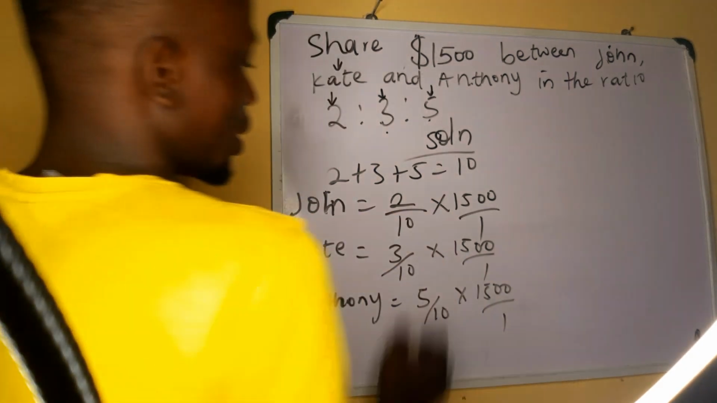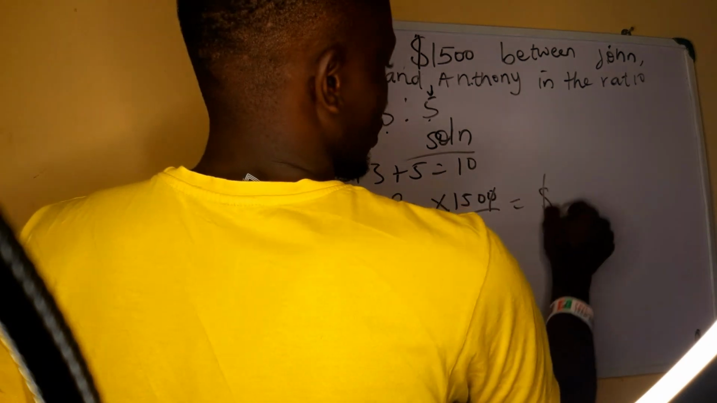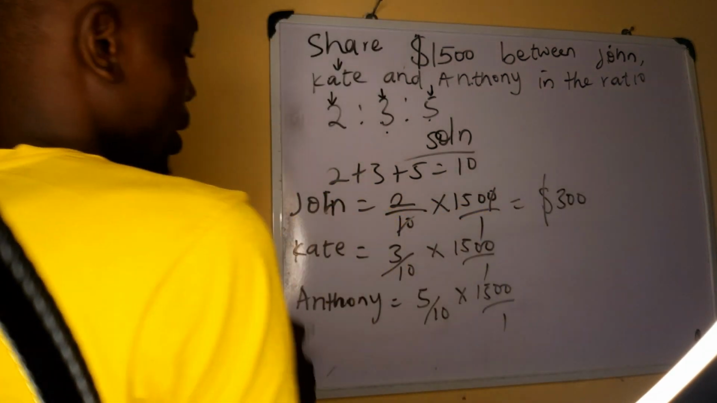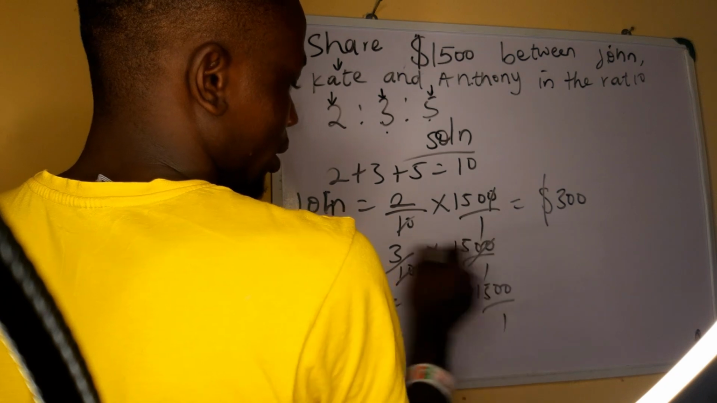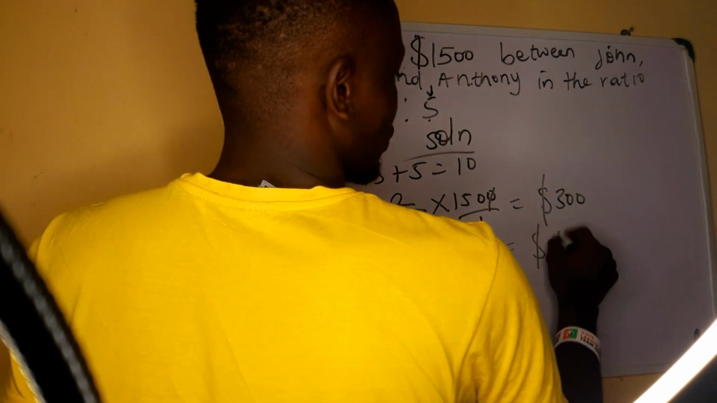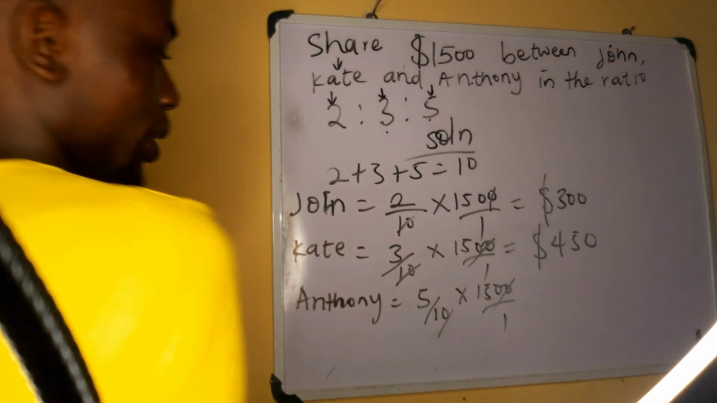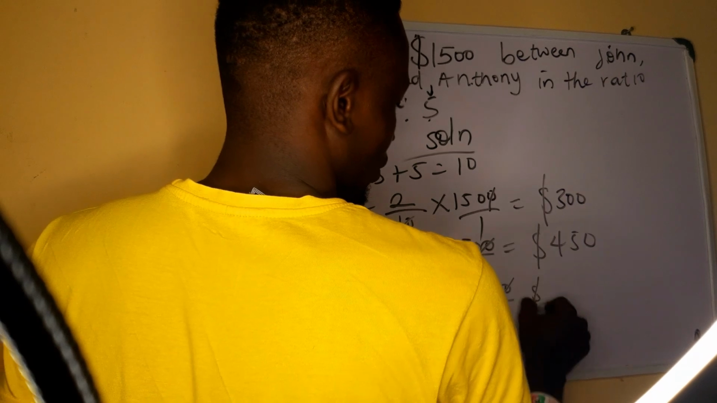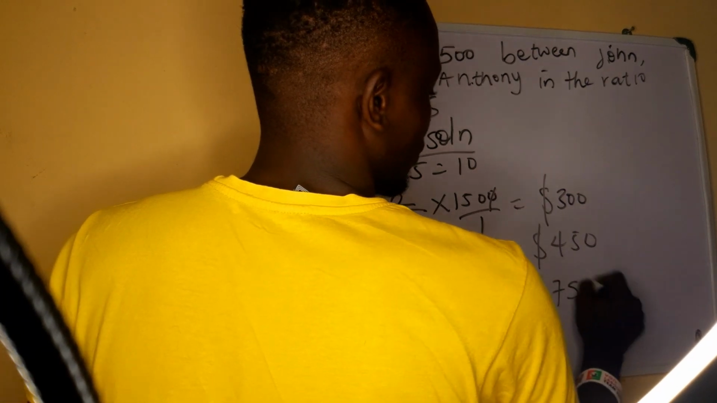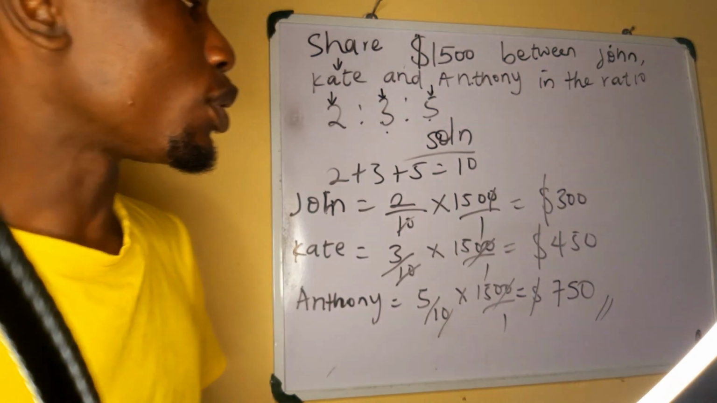So how do we do this now? 10 cancels out. 2 times 150 is going to give us $300. Then for Kate, 10 divides 1,500, and 3 times 150 is going to give us $450. Then 10 divided into 1,500, and 5 times 150 is going to give us $750. So this is the amount each of them is going to get.